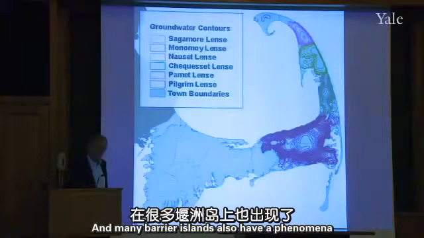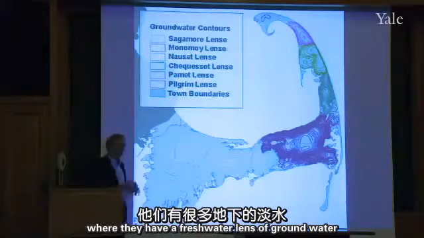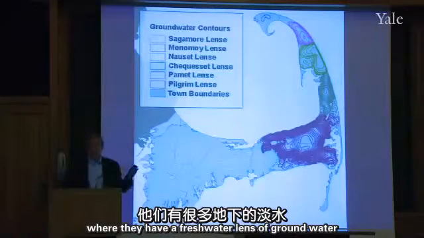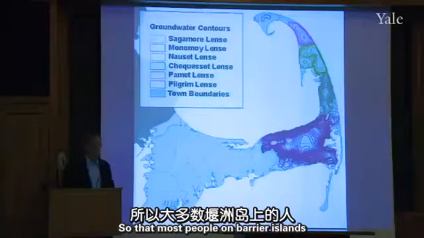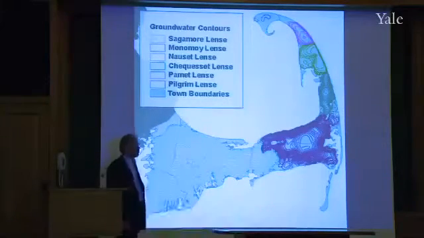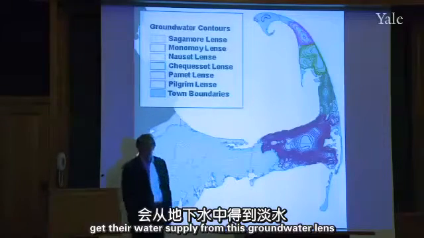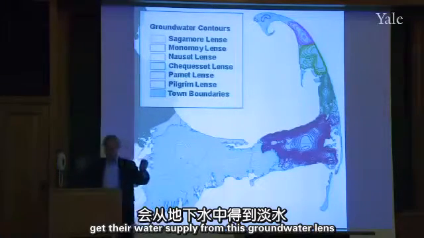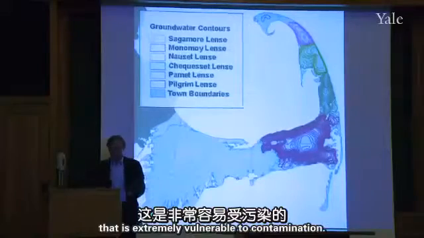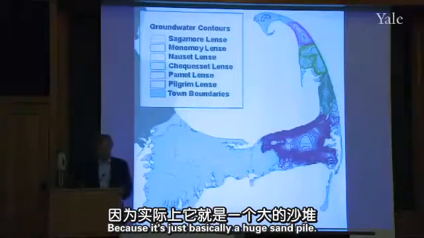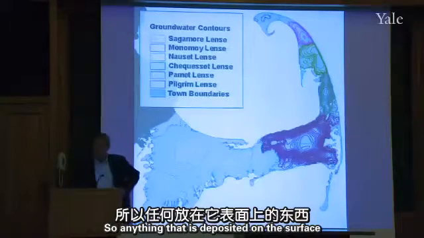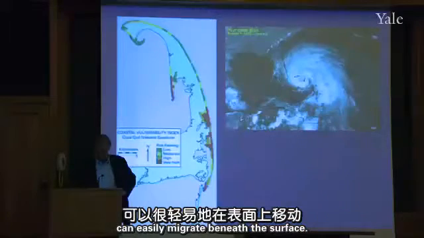And many barrier islands also have a phenomenon where they have a freshwater lens of groundwater that sits on top of the underlying seawater, which is denser, so that most people on barrier islands, as well as on Cape Cod, get their water supply from this groundwater lens that is extremely vulnerable to contamination. And why would that be? Because it's just basically a huge sand pile. So anything that is deposited on the surface can easily migrate beneath the surface.